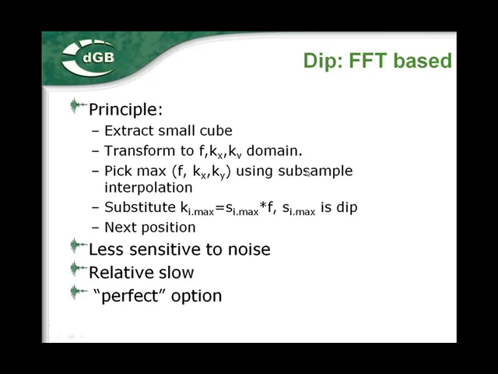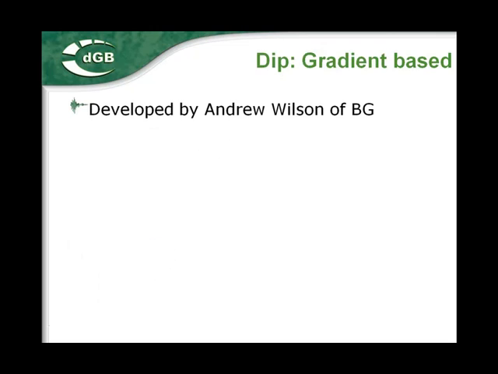Also, this option has the perfect option, where we actually use some tricks to get that subsample interpolation even more accurate, and where we avoid some approximations in finding the maximum dip. It will give you a more accurate answer, but it will make it again a much slower algorithm. In practice, we do not use it that often in-house.